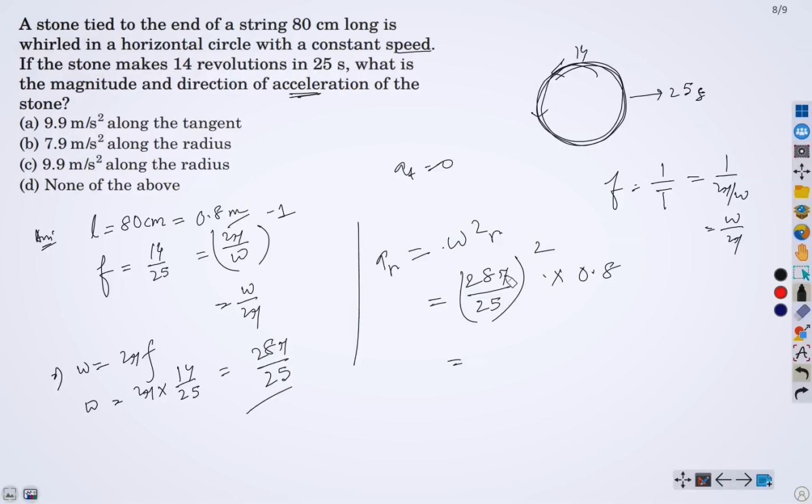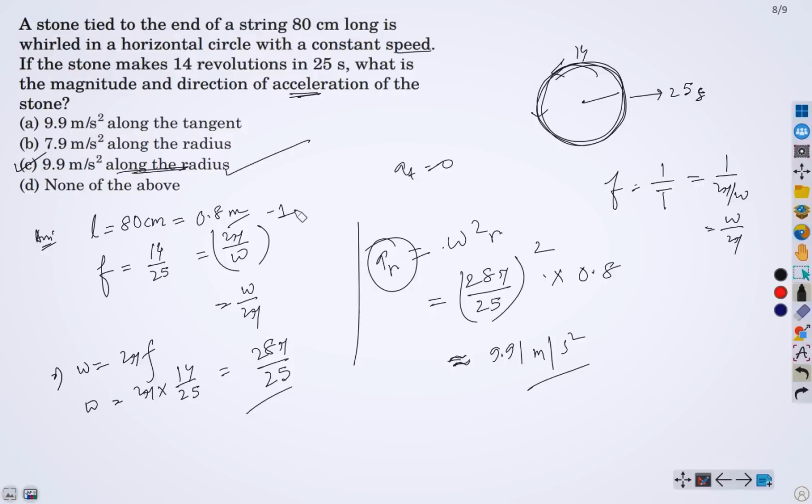If we simplify this, since pi is involved, therefore some approximation will come. Let's see. It will be around 9.91 meter per second square. Therefore, C is the correct choice, and since AR, as we know, is centripetal acceleration, it definitely works along the radius.